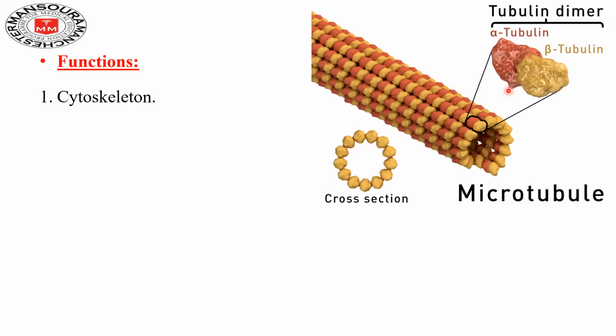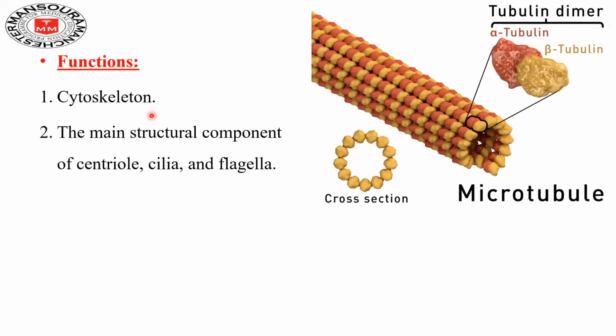Number one, it represents the cytoskeleton. As our bodies have a skeleton to keep our shape, the cell also has a skeleton. Cyto means cell, skeleton means the part of the cell that maintains its shape. So the microtubules represent part of the cell cytoskeleton that keeps the cell shape and protects it also.